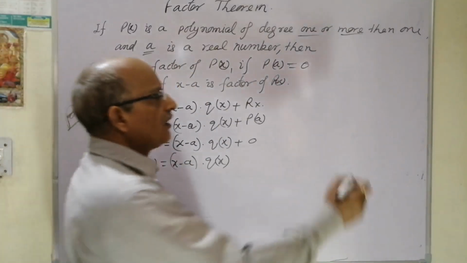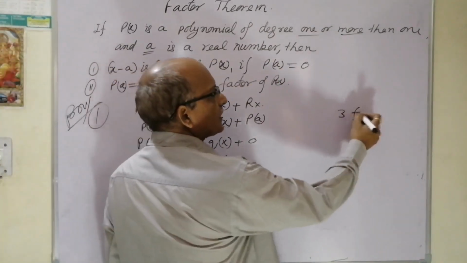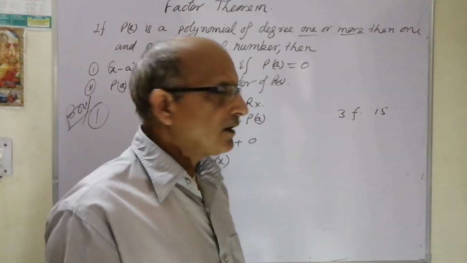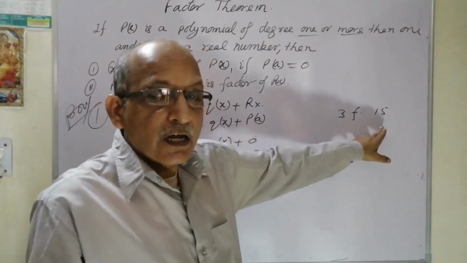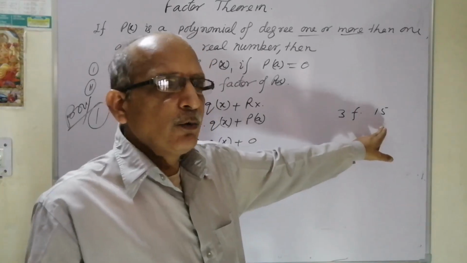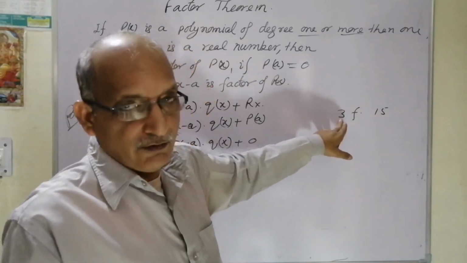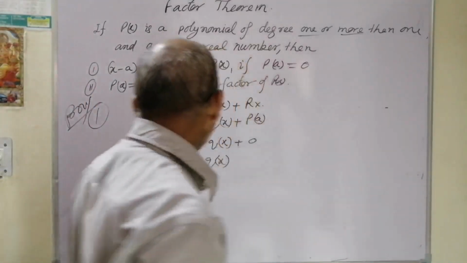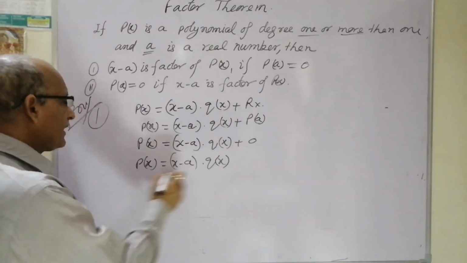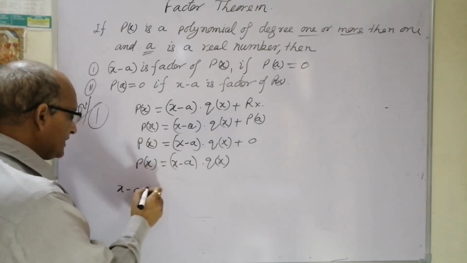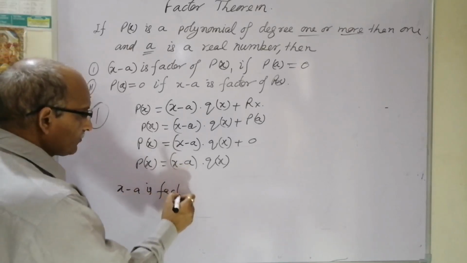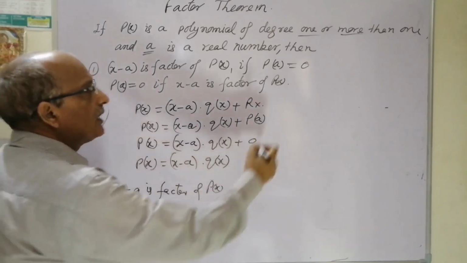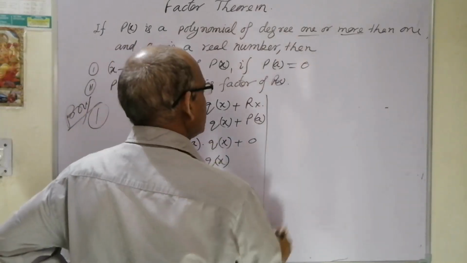If I ask whether 3 is a factor of 15 or not, your answer will be yes, 3 is a factor, though 15 has another factor also, that is 5. But we need not go behind that. We need to work on 3 only. In the same way, we have to work here. Directly we can approach that x minus a is a factor of p(x).